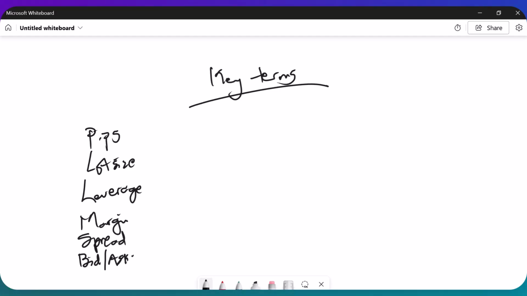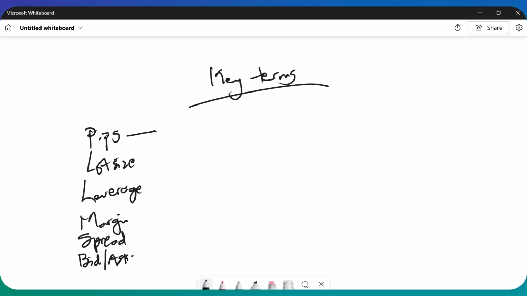So now, what is a pip? A pip is the smallest unit of movement in a currency pair. Now, let me give the full meaning of pip: percentage in points. There's also another full meaning. I've forgotten, but there are two though.